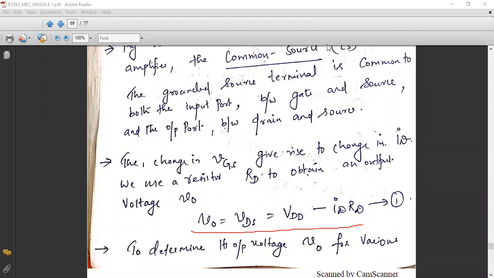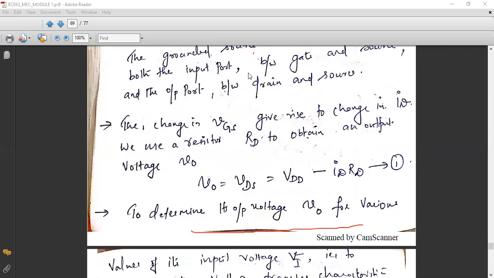So how are we going to determine the output variations? That is nothing but based upon your equation number 1. Clear? Any doubts, you can ask in between.